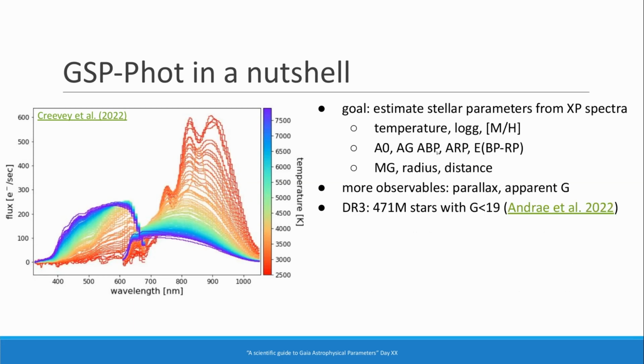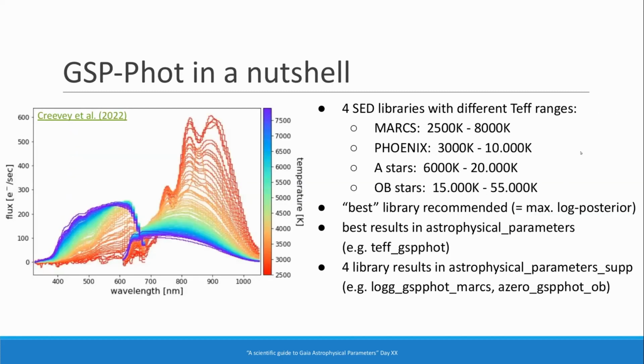And so, we have various other libraries, and I just want to point out that the hottest stars we can model are 55,000 Kelvin. So each star is processed 4 times, once with each of these 4 libraries. So you get in principle 4 sets of results per star. What we then do is we recommend a best library according to which achieves the highest posterior probability. In other words, which library achieves the best fit for each star.